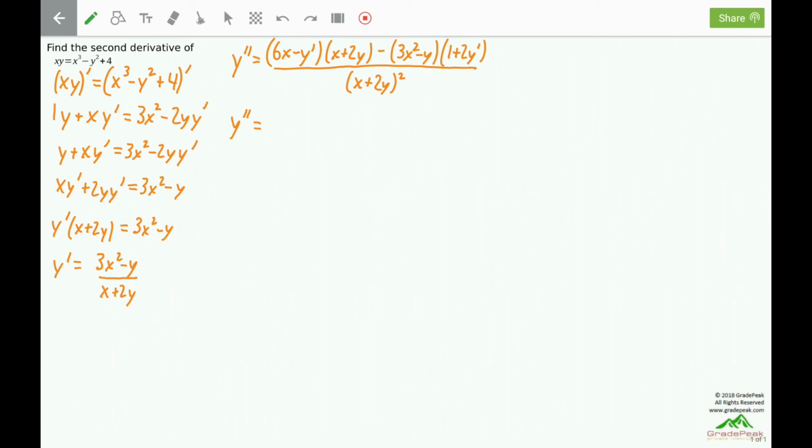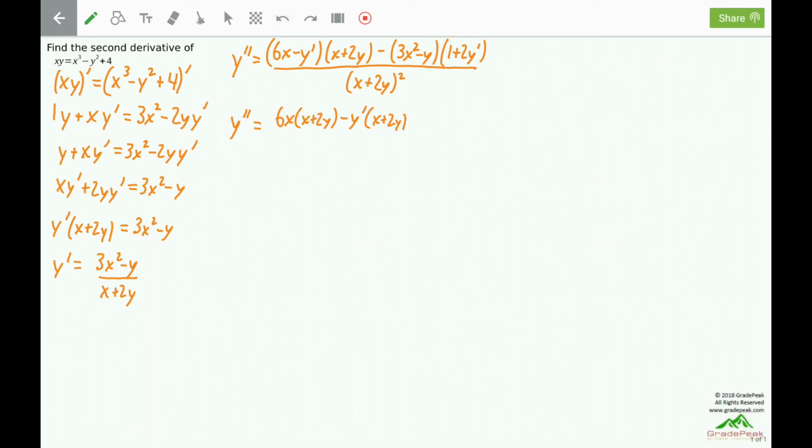We will be replacing every y prime with the expression we have for y prime. But before we do that, let's start by distributing the x plus 2y into here. And that will give us 6x times x plus 2y minus y prime times x plus 2y.